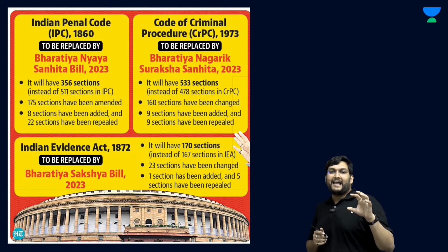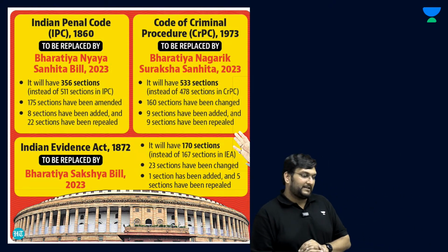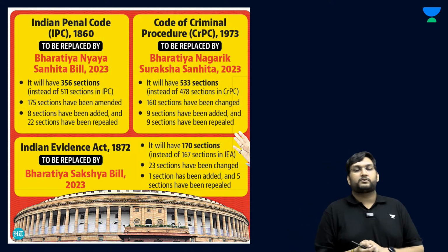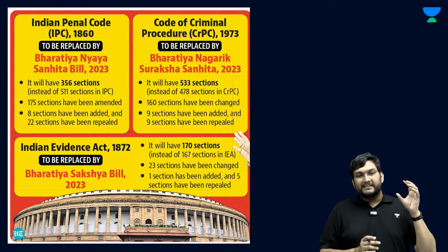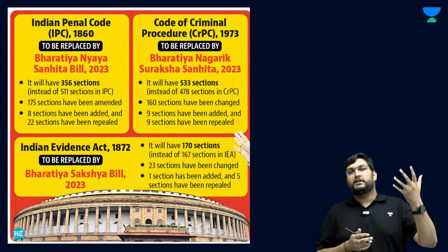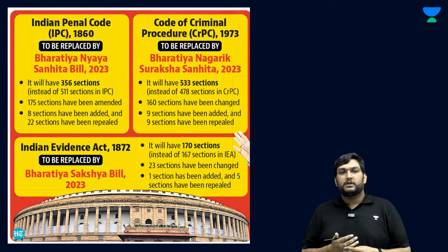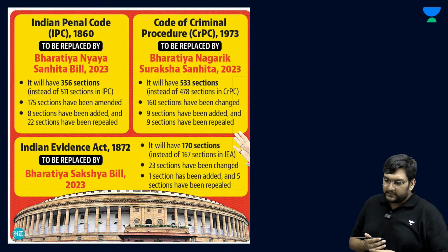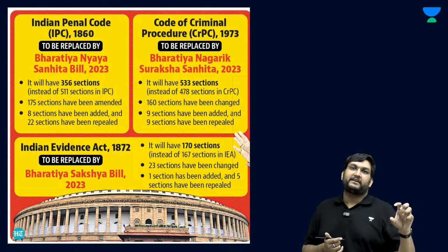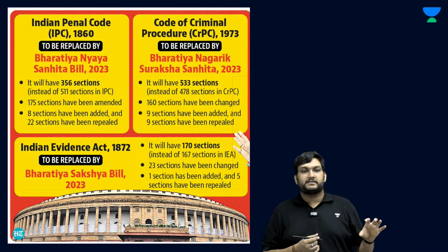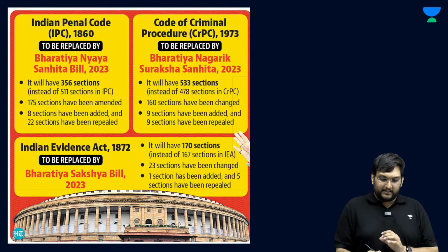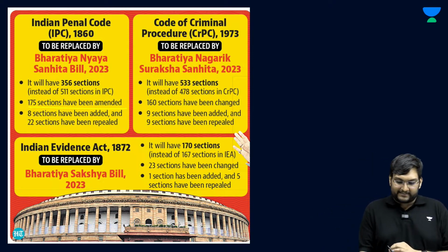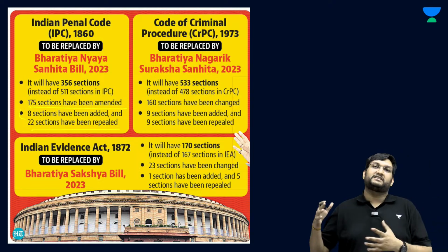So there were 3 acts which were introduced and passed by the Parliament. The first one was called the Bharatiya Nyaya Sanhita Bill 2023. This changed the colonial British-made Indian Penal Code, the IPC 1860. This now has 356 sections vis-a-vis the 511 which were there under the IPC, and they have amended close to 175 sections, and 8 sections have been added and 22 sections have been removed.